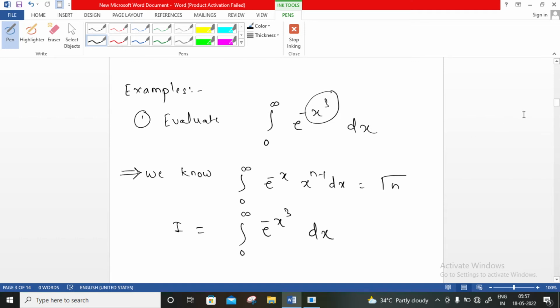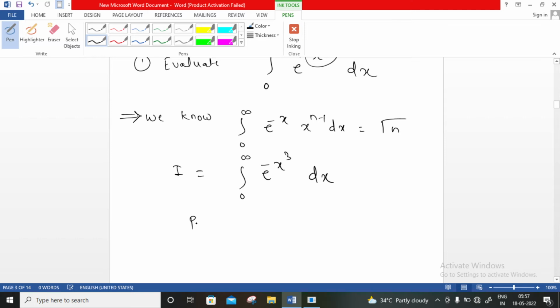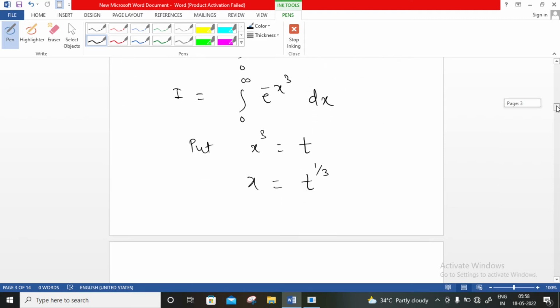Now I put x cube is equal to some new variable. Why do I put this value? Because when you apply this definition, you want the power of exponential as a linear form. Here it is non-linear, so we put this non-linear term in terms of a linear one. Hence I put x cube is equal to t. So x becomes, taking cube root on both sides, t raised to 1 upon 3.